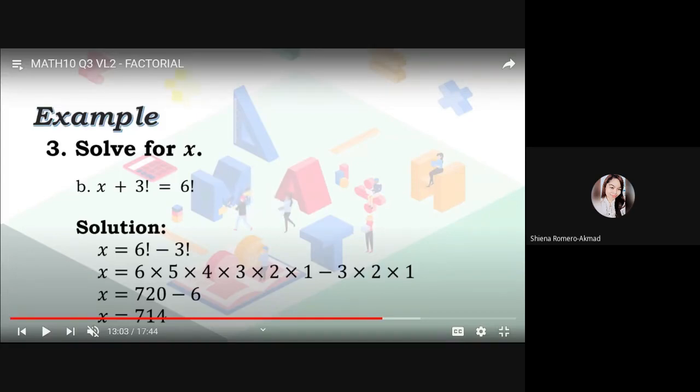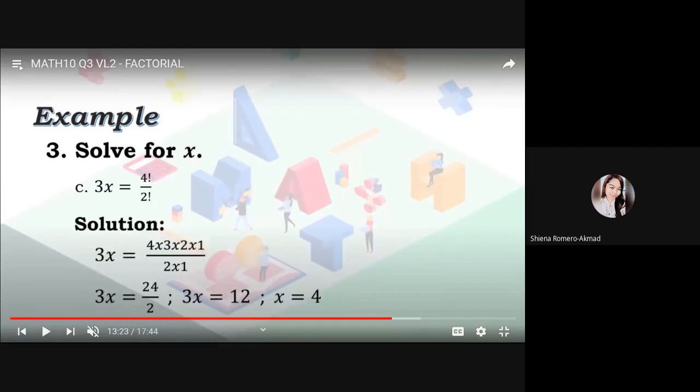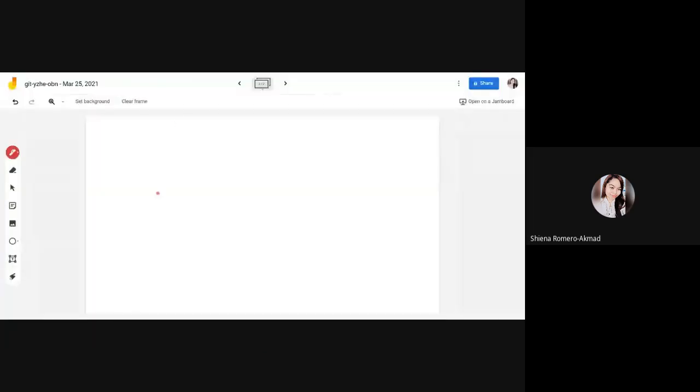Sa letter C, kinuha yung value. Or, I'll show you another way dito. Wait lang ah. Diba nakalagay doon 3x equals 4 factorial divided by 2 factorial.